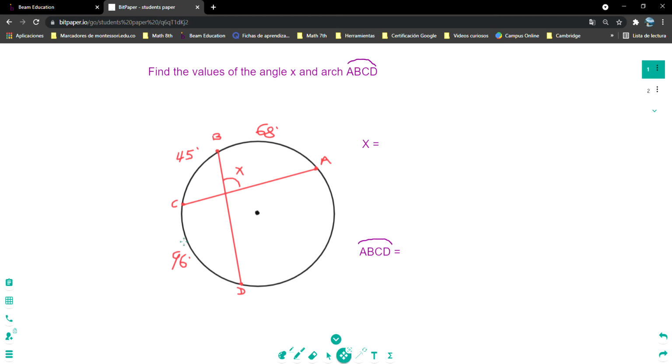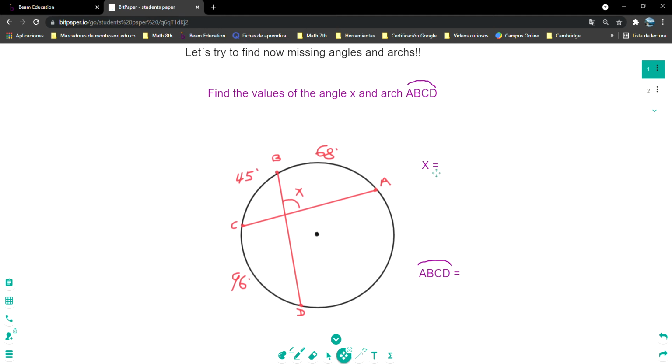Hello guys, I hope you're doing alright, and here we are in a new video about finding missing angles and arcs in the circle. Okay guys, so we're going to see some combined problems to find inscribed, interior and exterior angles in the circle, as well as to find missing arcs in different problems, alright?